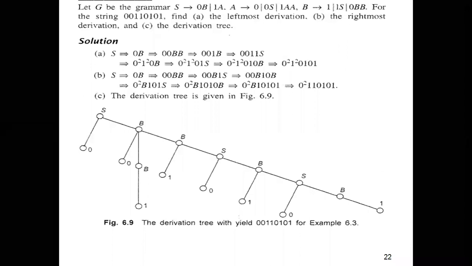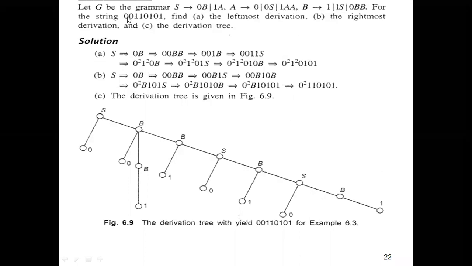00110101, first the question is, you need to find the leftmost derivation and then you need to find the rightmost derivation, then you need to show the derivation tree, right? Derivation tree for this string. And coming to part A, the question A is leftmost derivation. So you need to start with leftmost derivation. And the rules are S tends to 0B or 1A, A tends to 0 or 0S or 1AA, B tends to 1 or 1S or 0BB.